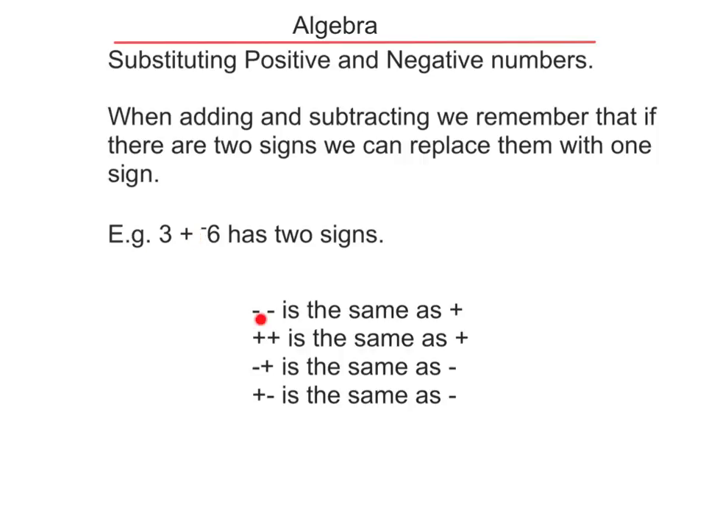Just remembering, if you've got two negatives, you get a positive, two positives, you get a positive, a negative and a positive, you get a negative, and a positive and a negative, you can change it into a negative. So in this case here, I can change this expression into 3 minus 6. And if I finish it off, the answer is going to be negative 3.